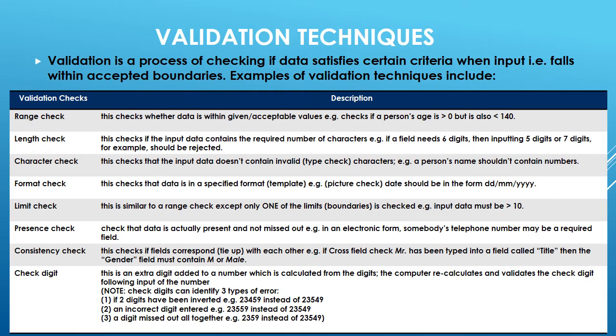For example, 23459 instead of 23549. Number 2, an incorrect digit entered. For example, 23559 instead of 23549. And number 3, a digit missed out altogether. For example, 2359 instead of 23549. So basically, these 3 errors are known as transposition error, transcription error, and transmission error.